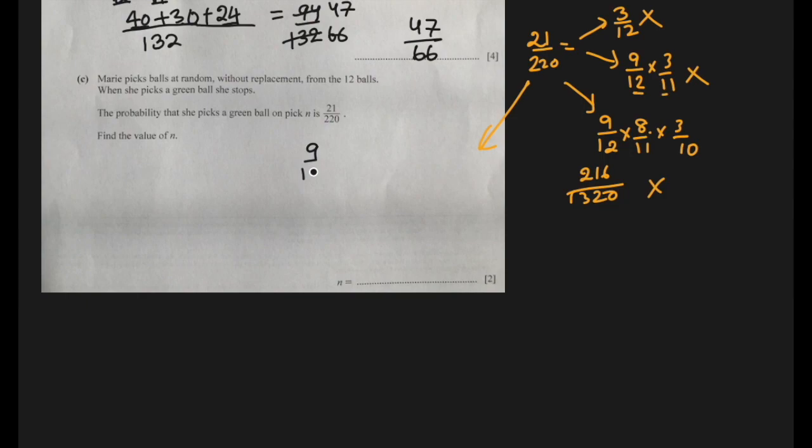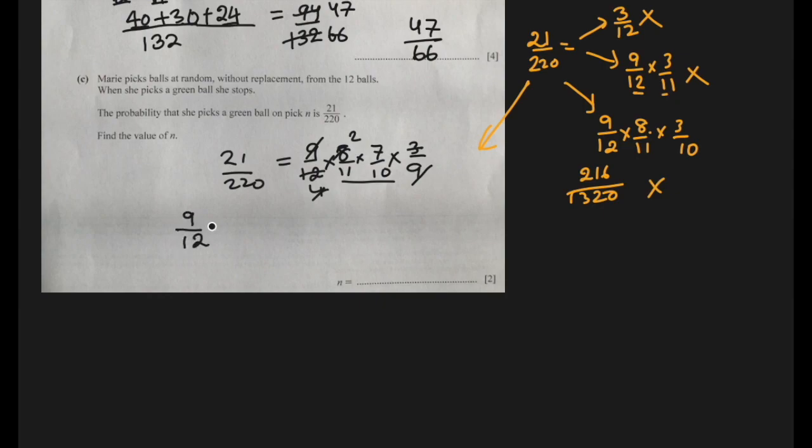So 9 out of 12, then 8 out of 11, then 7 out of 10, and then 3 out of 9. Is this equal to 21 over 220? Okay, so 3 times 4, 4 times 2. 9 and 9 cancel. It becomes 14 over 110. Close, but not there yet. That means next one could be the answer.